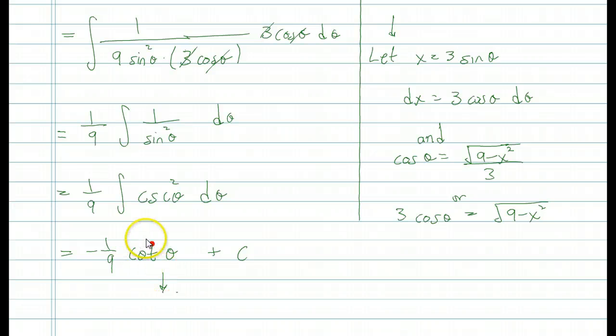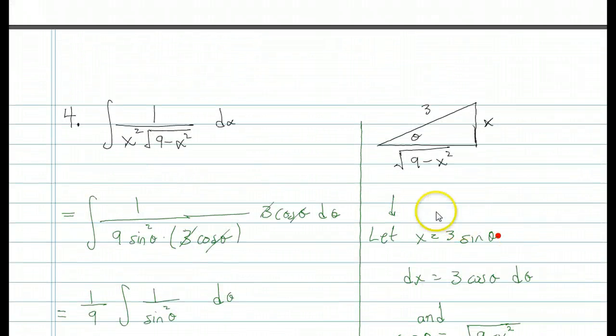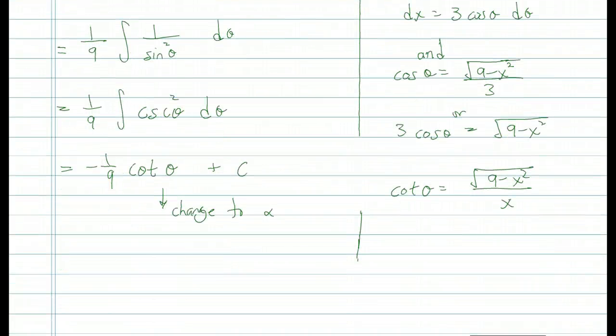Once again, if we want to change this back over to x's, one way or the other, we're going to end up looking at the same triangle that we have labeled. So going back up here, we see that cotangent, which is adjacent over opposite, gives us the square root of 9 minus x squared over x. And therefore our antiderivative is negative 1/9 times the square root of 9 minus x squared over x, plus any constant.